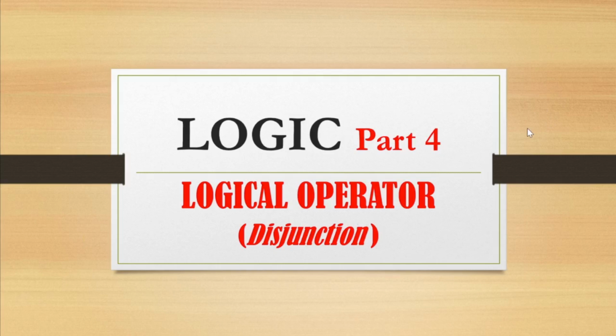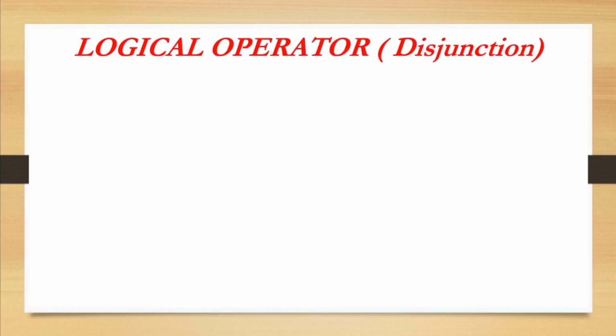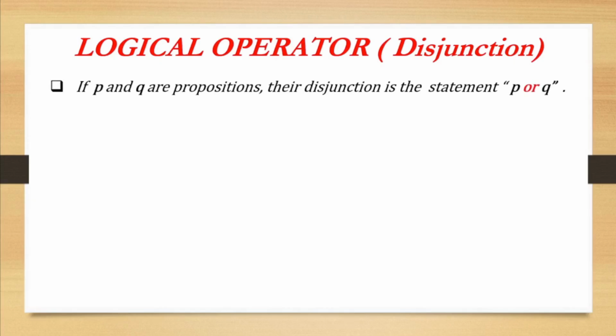Logical operator disjunction in logic part 4. If P and Q are propositions, their disjunction is the statement P or Q. It is denoted by proposition P, the symbol inverse caret, and proposition Q.